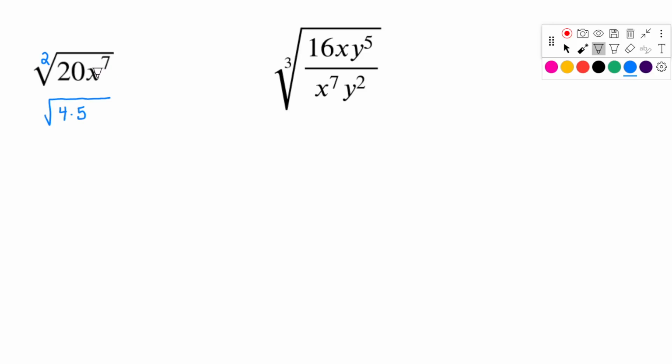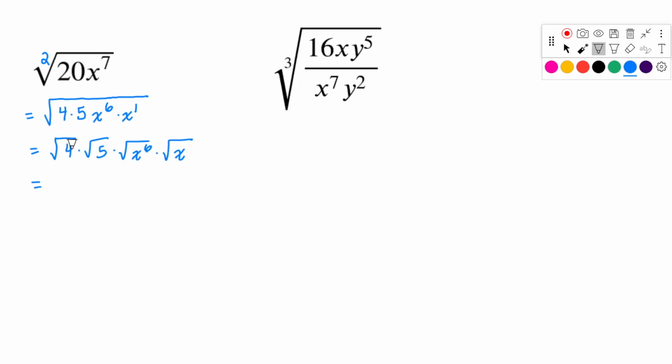And I'm going to break down my x so that I have an even exponent and the leftover that would get me to 7. The reason I'm going to do that is because when I find the square root of 4 times the square root of 5 times the square root of x to the 6th times the square root of x, I can use a rational exponent to help me simplify this x to the 6th.